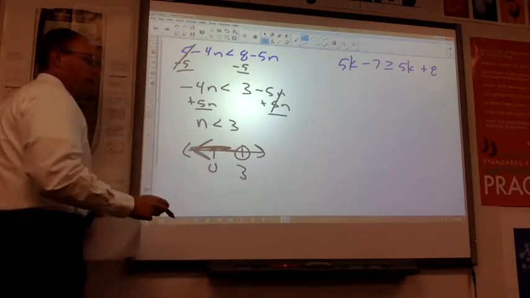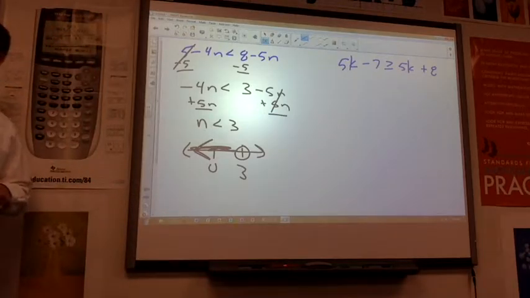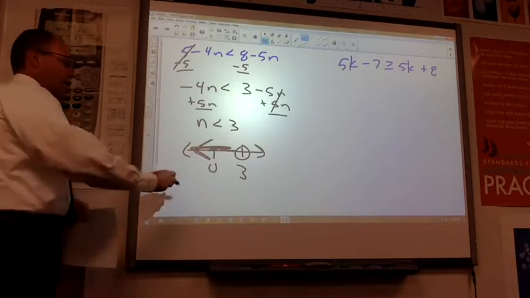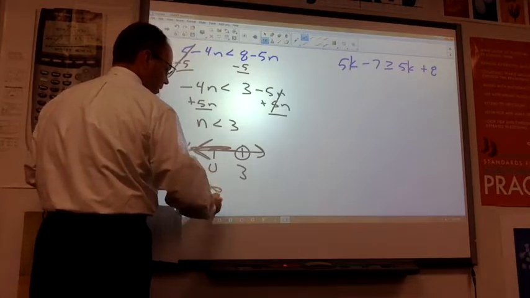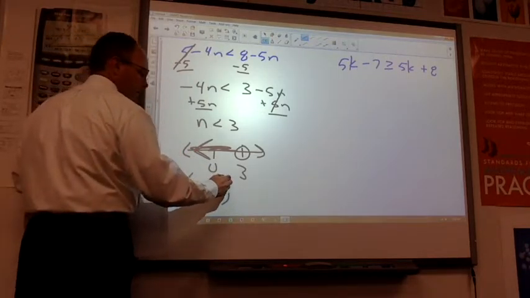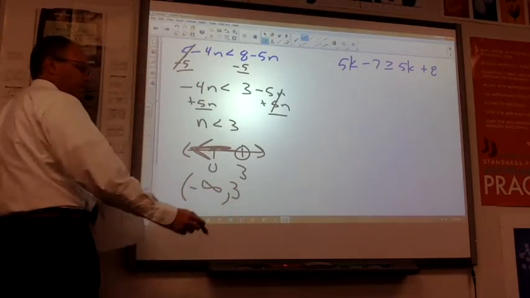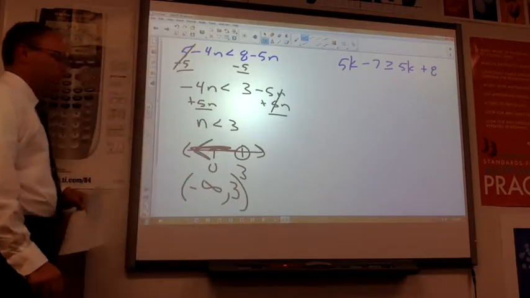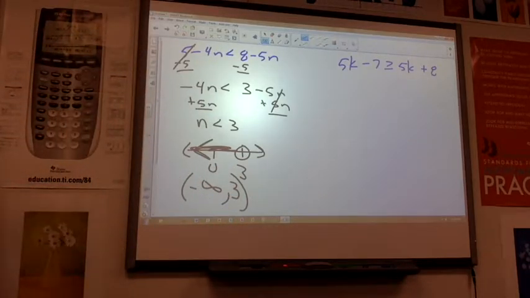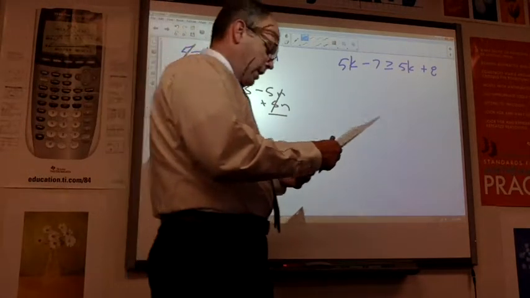So where am I coming from? There you go. Where am I going to? Positive 3. Am I including positive 3? No, because the inequality sign is on the bottom, divided by a negative. Okay.